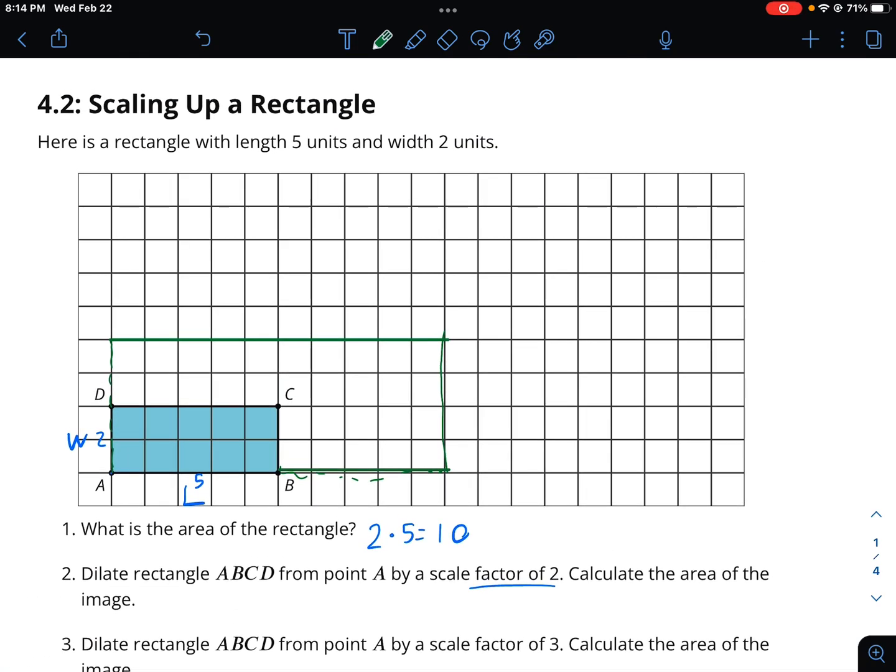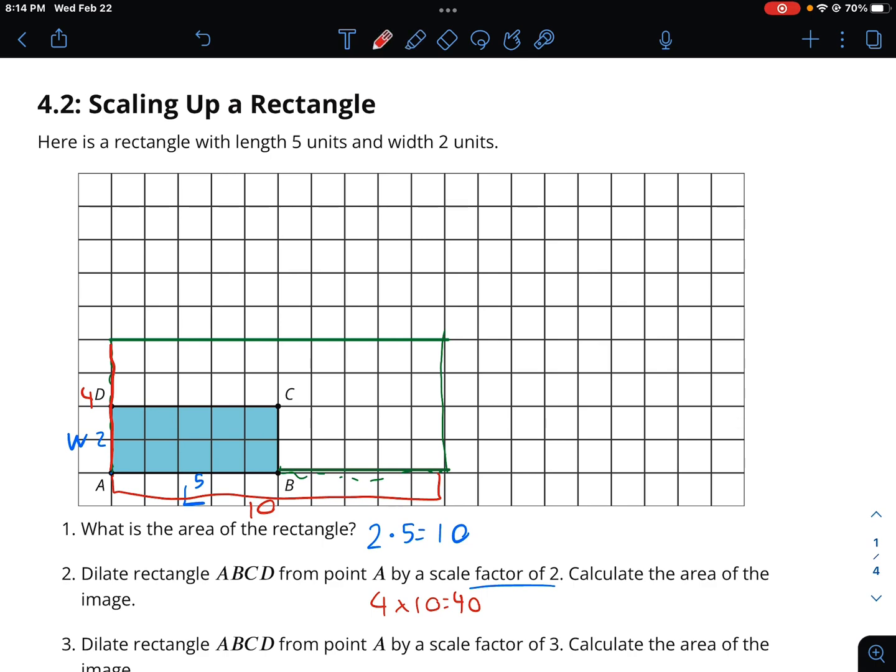When you look at this, this side length went up to a length of 4. This went up to a length of 10, so 4 times 10 is 40. If you look at it, we went from 10 to 40, but our scale factor was just 2. The reason for that is we doubled this side, and then we multiplied it.